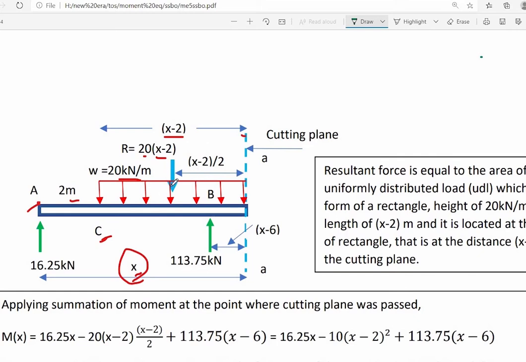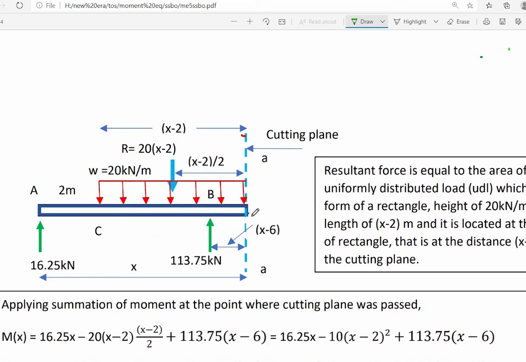And since the resultant force is acting at the centroid of the uniformly distributed load with a length of x minus 2, it is located at a distance of x minus 2 over 2 from the cutting plane, and that is also located from point C at a distance equal to x minus 2 all over 2. Since the distance from point A up to the cutting plane is equal to x, if we subtract the distance from point A up to point B, which is 6 meters, from x, then that is equal to x minus 6. That is the location of point B with respect to the location of the cutting plane, and that will be the moment arm of the 113.75 kN reaction at point B in the upward direction.